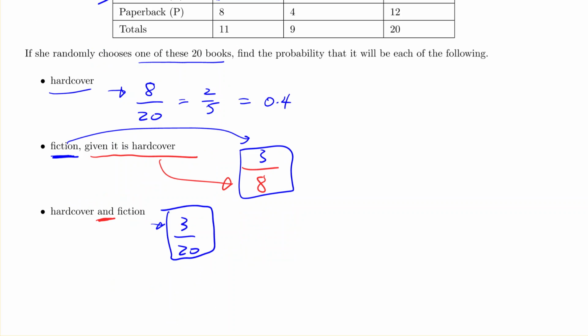But let's also try this problem using the formula. We should get the same result. Let's use this one. Hardcover, let's say, is event A and fiction is event B. So we want to find the probability of event A and event B, which is the probability of event A multiplied by the probability of B given A.